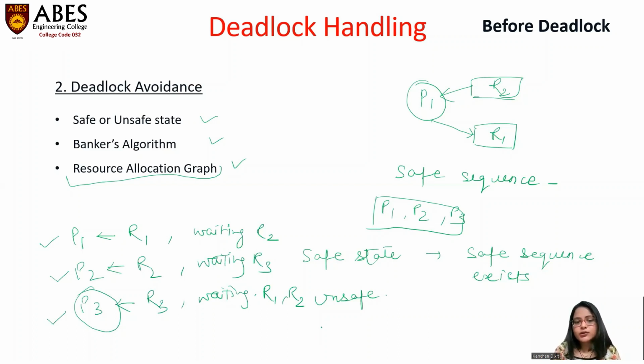So what will be the sequence? P2, then P1, then P3. So this will be the sequence, right? So this is the safe sequence that we have to find with the help of banker's algorithm.